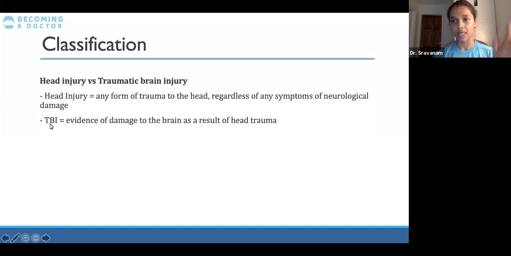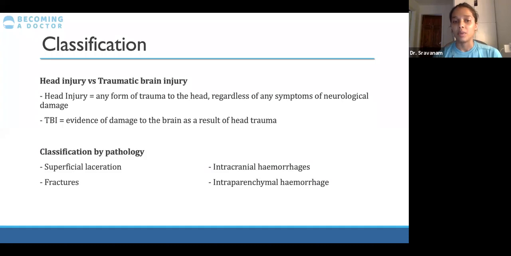Traumatic brain injury is different. Traumatic brain injury is where there's actual damage to the brain as a result of head trauma. So it's one step further almost. So that's one way of classifying it.